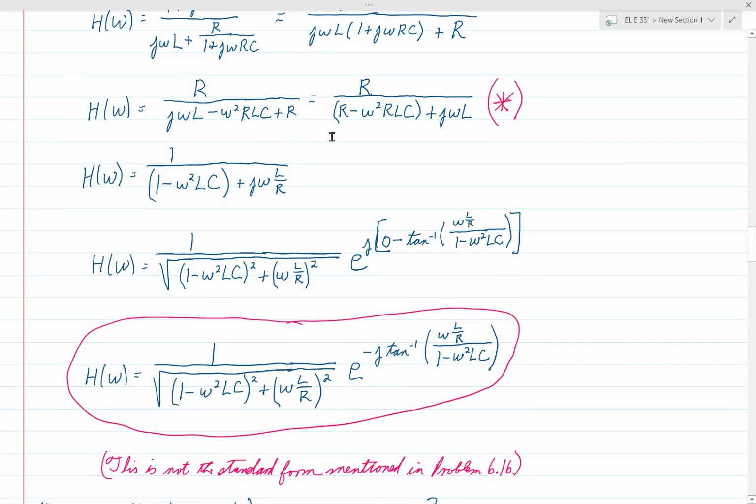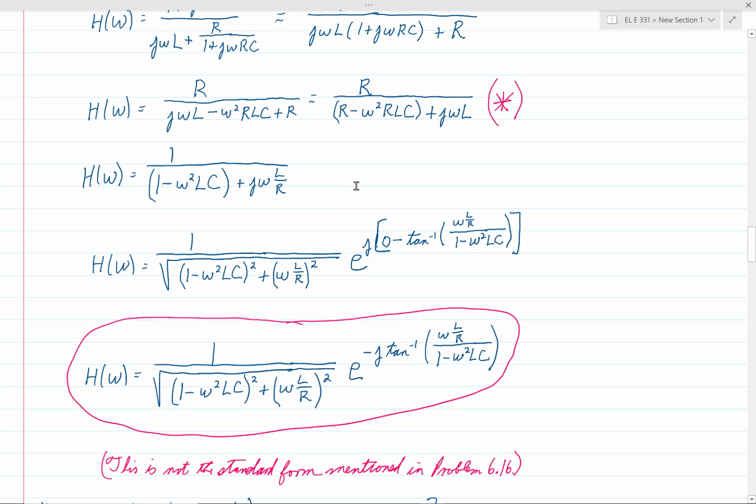So this is not something you would always need to do, but of course, to check the multiple choice answers, you will need to make your answer look like the multiple choice answers. So anyway, one thing that you might consider doing is to divide top and bottom by r here. So that's sort of done and going from here to here.